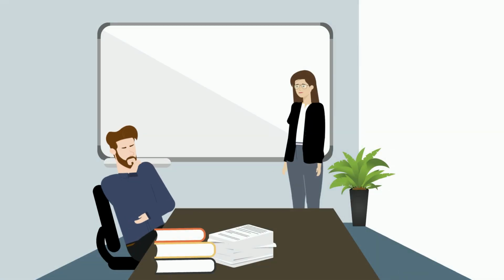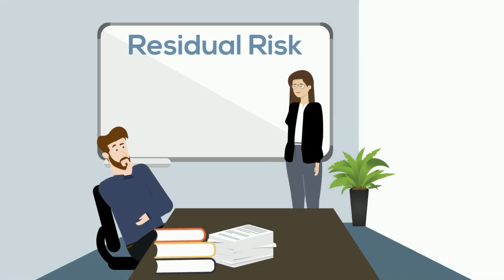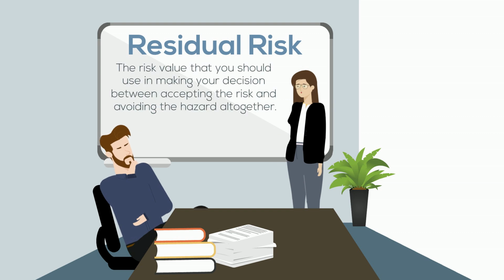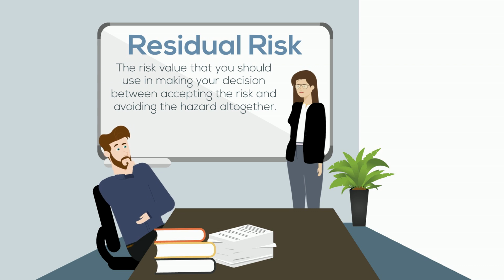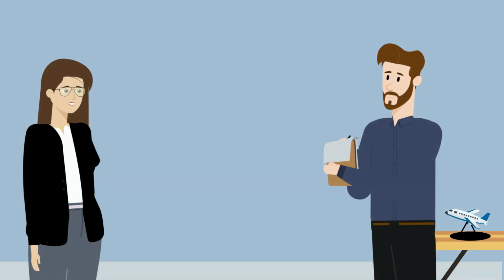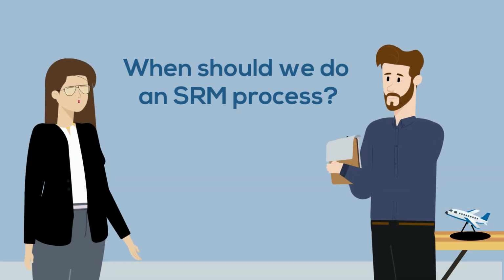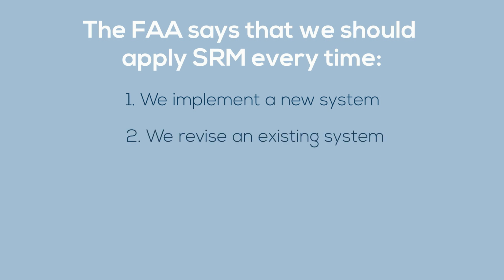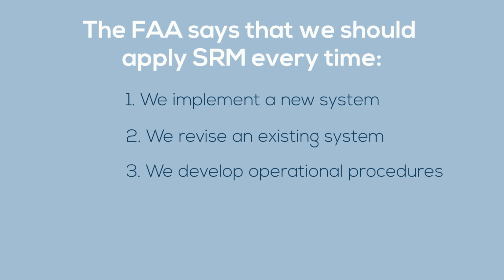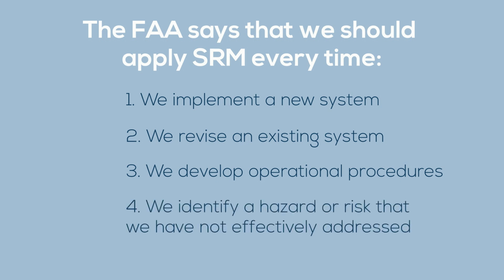The risk that remains after reaching ALARP is called residual risk, the risk value that you should use in making your decision between accepting the risk and avoiding the hazard altogether. So, when should we do an SRM process? The FAA says that we apply SRM every time we implement a new system, we revise an existing system, we develop operational procedures, or we identify a hazard or risk that we have not effectively addressed.